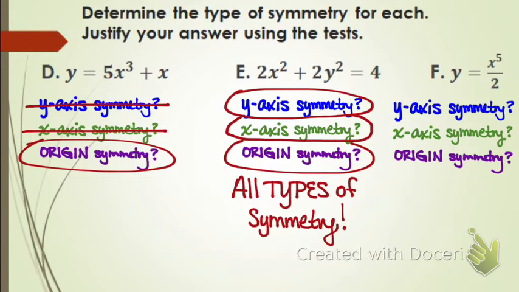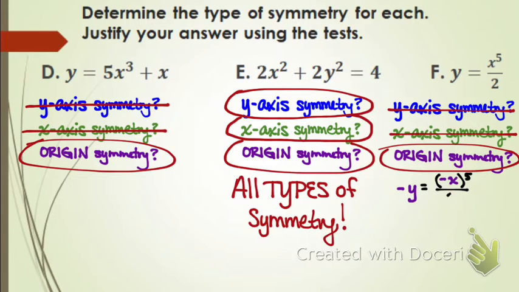All right, last one, part F. Do we have y-axis symmetry? Nope. X-axis symmetry? Nope. Origin symmetry? Yes, let's go through that one. Are you guys okay if I just do the origin symmetry test? Okay. Origin symmetry, we're going to replace y with negative y. We're going to replace x with negative x. I'm taking that to the 5th power, and it's over 2. When you're done, can we go over E, please?